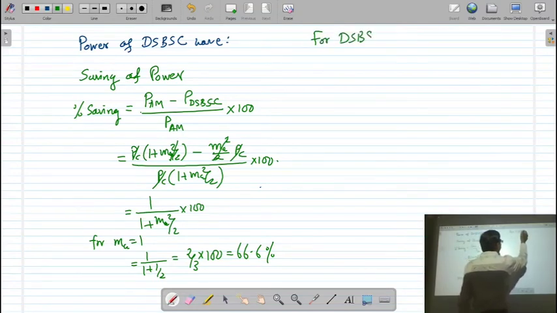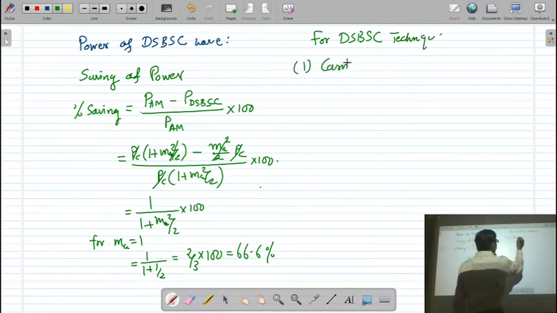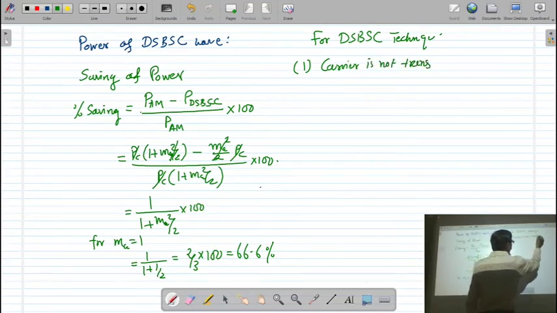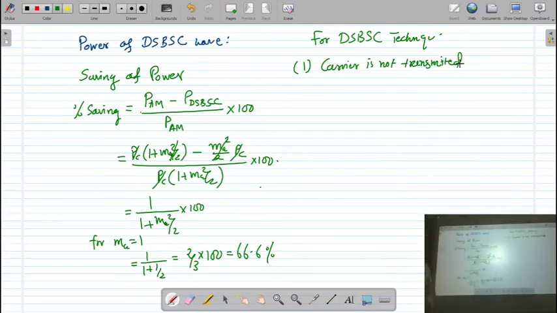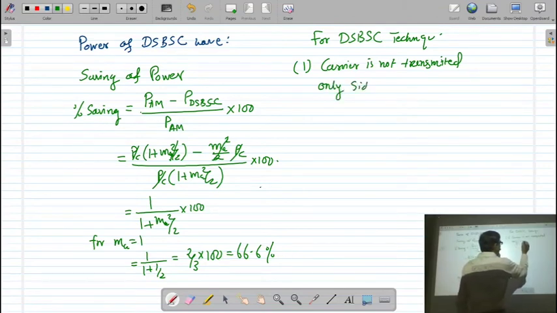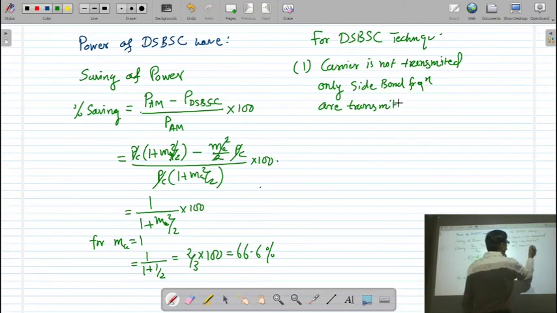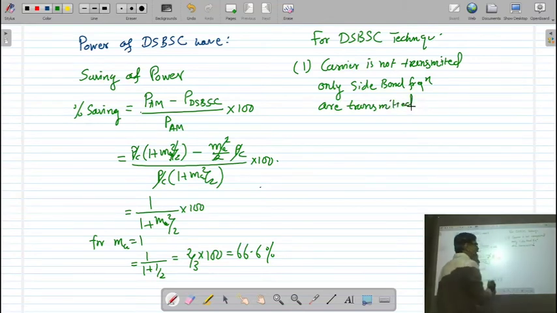For DSBSC technique, first of all, the carrier is not transmitted. Carrier is not transmitted, it is suppressed. Only the sideband frequencies are transmitted. This is the first point.